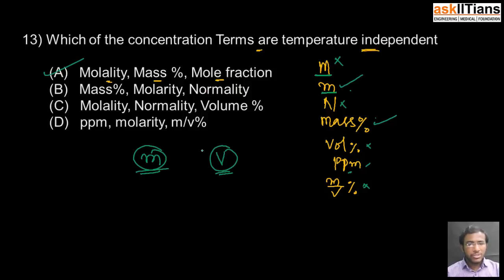So what you can do is eliminate the options in which molarity and normality are there. Molarity is there, so you can eliminate this one. Normality is there, you can eliminate this one. Molarity is there, you can eliminate this one. So obviously A is going to be the answer. In this way you can do this question without wasting too much time. Okay, let's move to the next one.